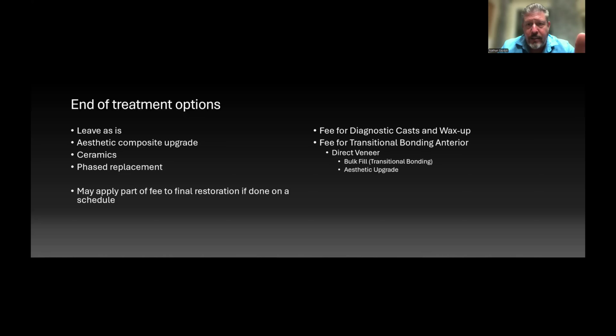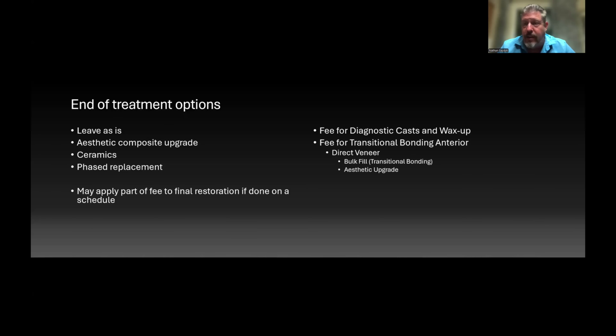A direct veneer is a bulk buildup of a tooth and then aesthetic layering onto it. And when I think of my bulk veneer, I split it into two things. The bulk fill, getting the tooth the right shape, and then the aesthetics added into it later. So I have two fees. One is that transitional bonding. When I look at my direct veneer fee, whatever that fee is, I split it 70-30. 70% of that is my transitional bonding. 30% is my aesthetic upgrade, right? That's how I do it.